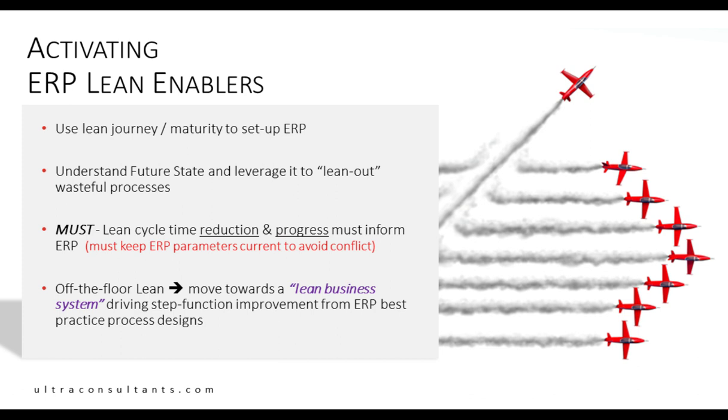Make sure you understand your future state and leverage that future state to lean out or get rid of wasteful processes. We see a lot of clients that take advantage of an ERP implementation to finally eradicate certain things that have been lore or legacy thinking in their legacy tools. So it's an opportunity to realize future state. A must-have is the idea of marrying lean cycle time and making certain of the progress. If you're working on lean and tackle, for example, cycle time reduction, improved flow and faster flow, the ERP tools need to be informed.